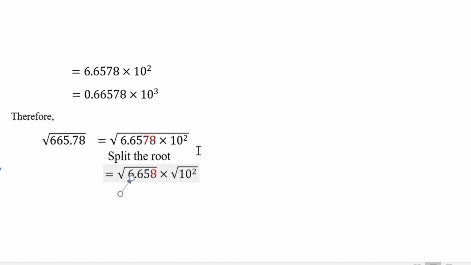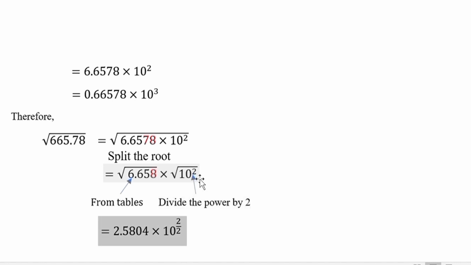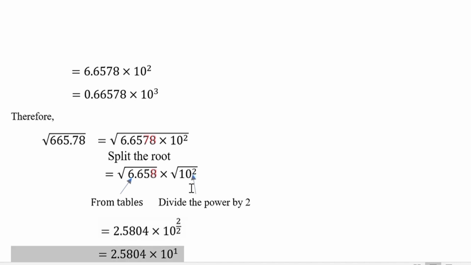After that, the third step is to get this number from the table. And then for this one, we have to divide the power by 2. So that's what I've done here. The square root table gives this value as 2.5804. And then this one, when you divide by 2, you'll get it raised to power 1, because 2 divided by 2 is 1.